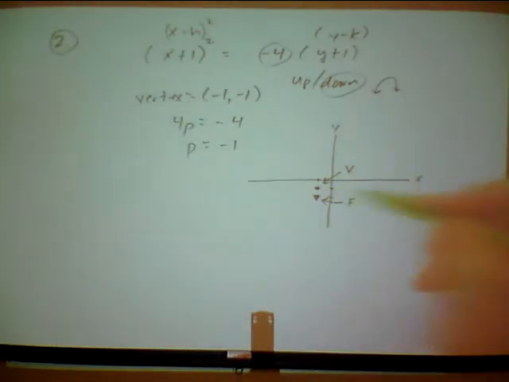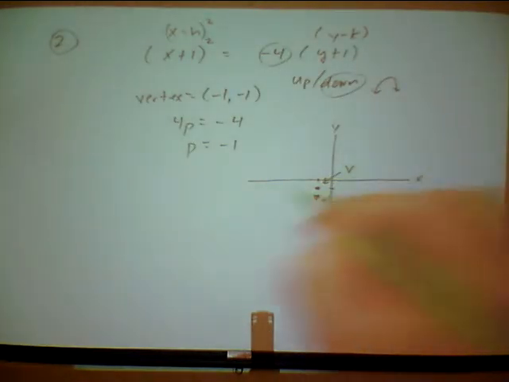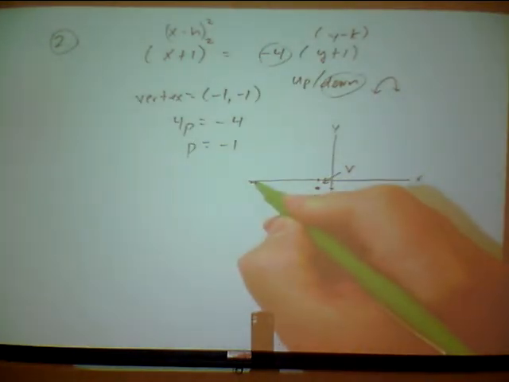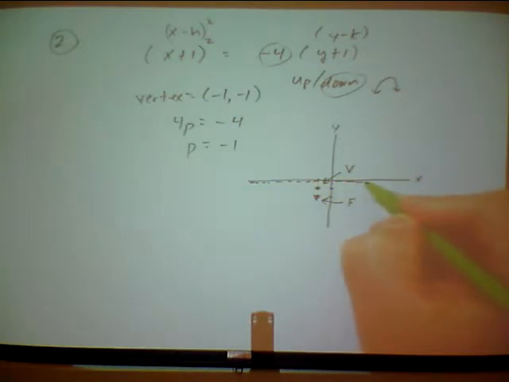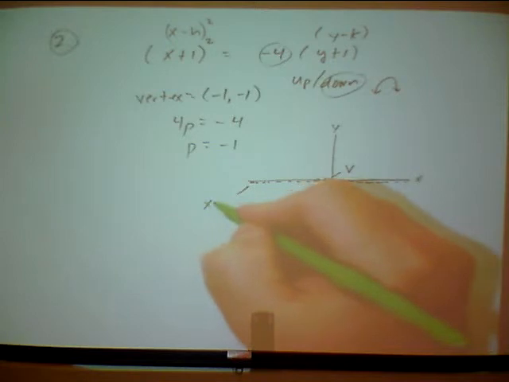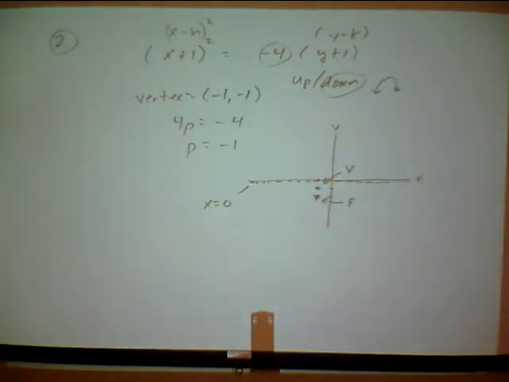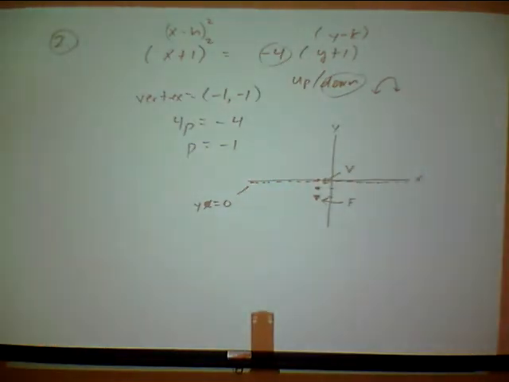I know the focus down. I know the directrix, I go up 1. Of course, it's right here on the x-axis, so it's hard to see. I'll try and draw it just right next to the x-axis. So that directrix, the directrix is going to be y equals 0. Now, if I find my spread number, then I can graph my 2 points and then finish this parabola.